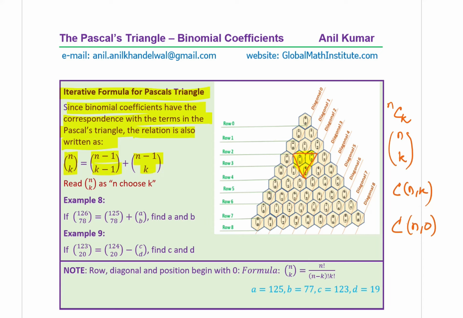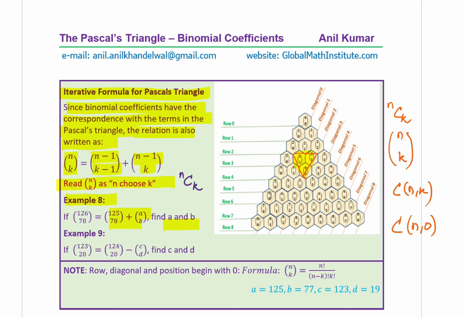Okay, moving forward. We have to read nCk as n choose k, or you could also read it as nCk, either way. Here is an example for you: if 126C78 equals 125C78 plus AB, find A and B. That is the question for you, right? Use your rules. So what should A be? Well, A should be 125 and B should be 1 less than 78. You're adding the previous two, and that's how you get your answer.